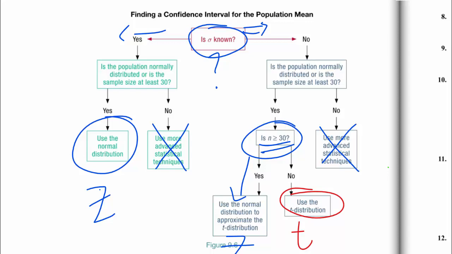And the obvious difference is that the Z is going to put you on one table when you find probabilities or area under the curve, and the T is going to put you on a different table when you find probabilities and area under the curve. All right.